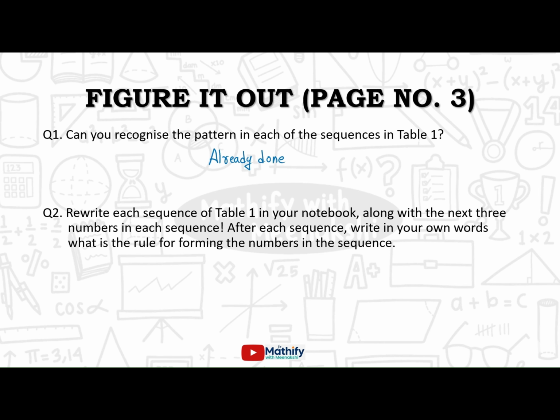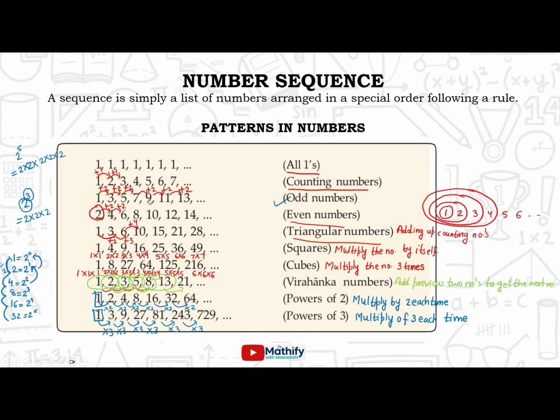Rewrite each sequence of table 1 in your notebook along with the next three numbers. So here we have to write the next three numbers in each sequence. After a sequence, write what's the rule. So here we have to do two things. We have to write the next three numbers and the rule for that. So let's see that table again. So let's write the next three numbers.